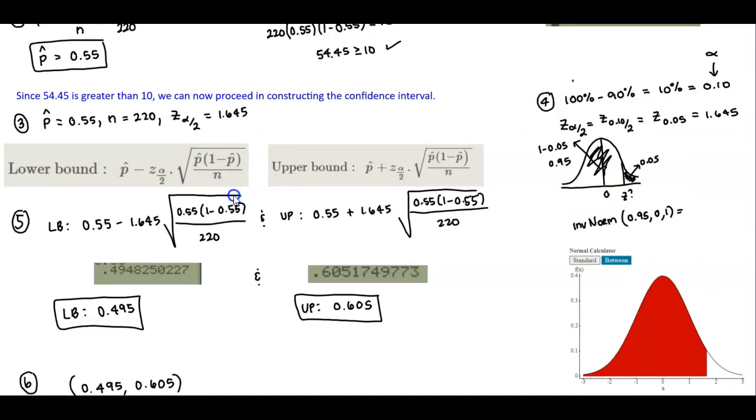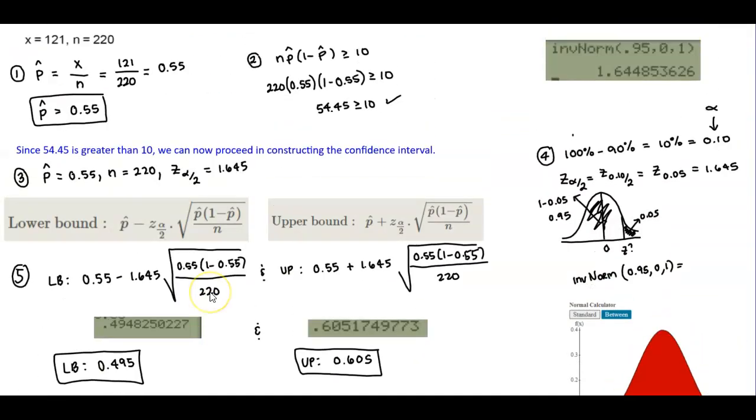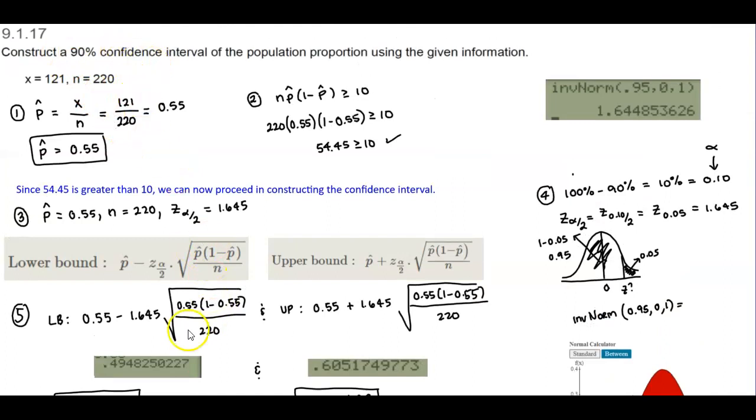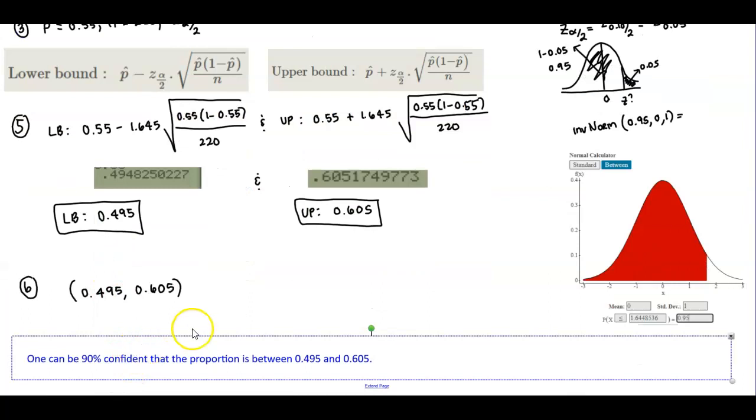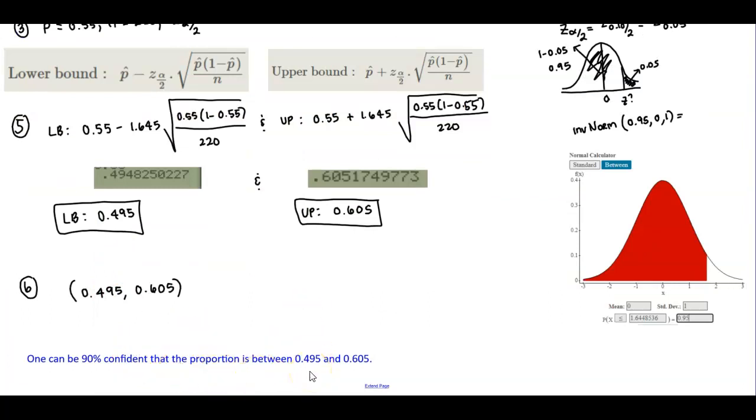And so here, summarizing this, we know it's a 90% confidence interval. And so we can say that one can be 90% confident that the proportion is between 0.495 and 0.605.